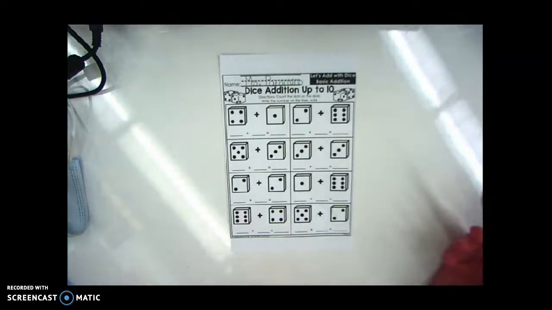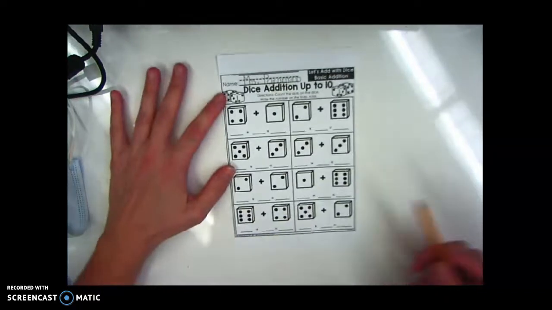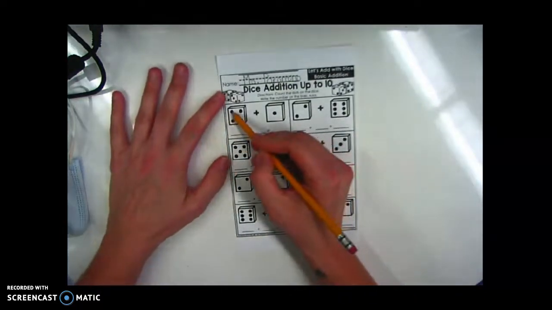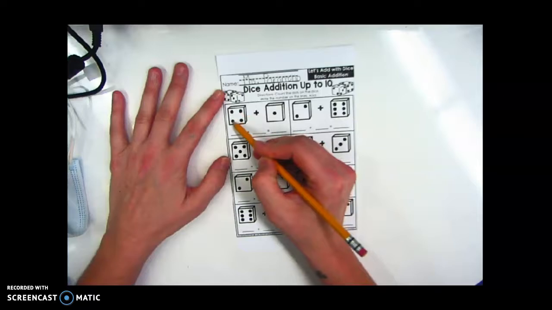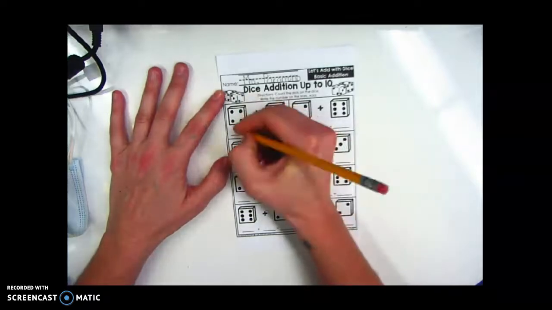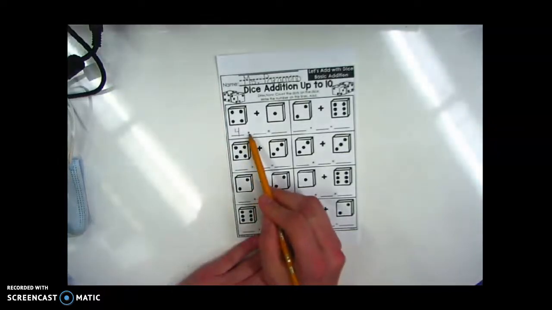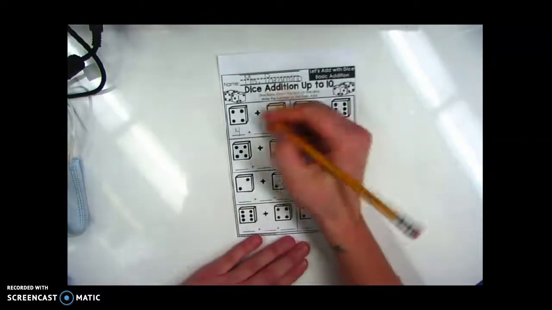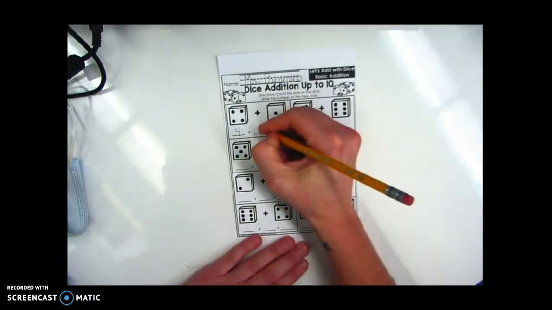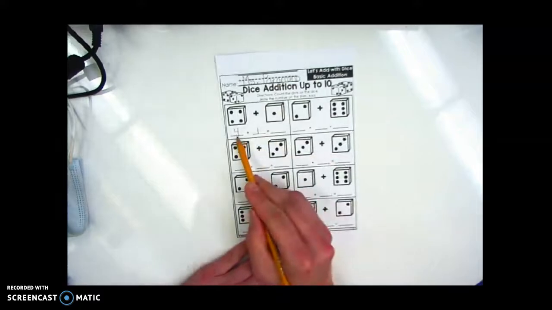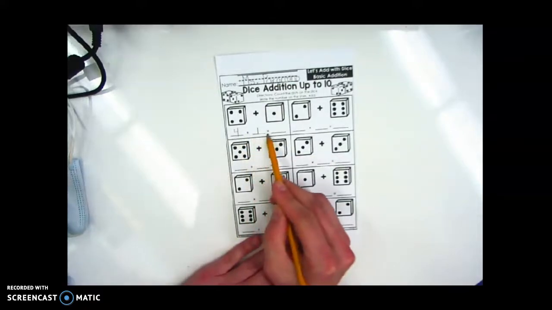Okay friends, now we're going to look at each dice and we're going to count how many. I have 1, 2, 3, 4. So I'm going to write down, across, and down some more. That's how you write the number 4 plus 1. So it says 4 plus 1 equals.